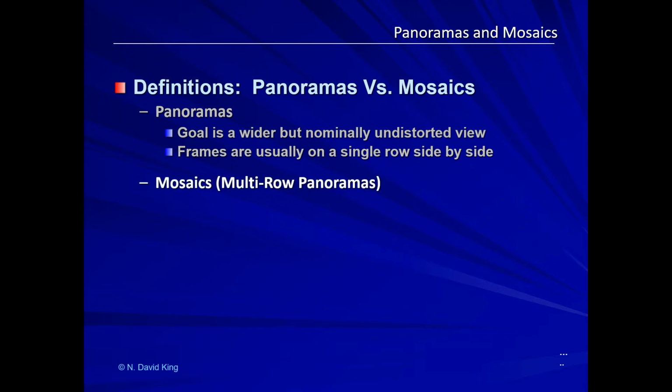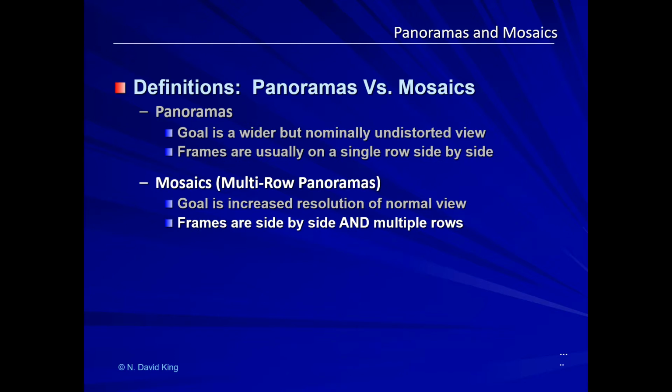A mosaic, on the other hand, has a different goal. Properly, it really is simply a multi-row panorama, but it's shot for a different purpose. In this case, the goal is to increase the resolution of what you would get with a normal view of your subject. Sometimes massively increased, as we'll see. The frames are both side by side and aligned in multiple rows, hence the multi-row panorama.